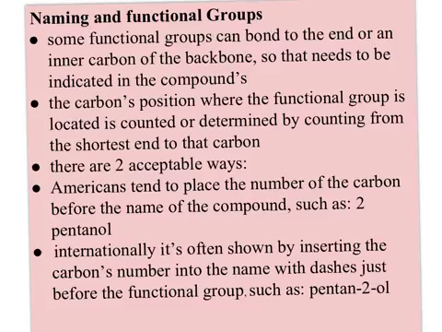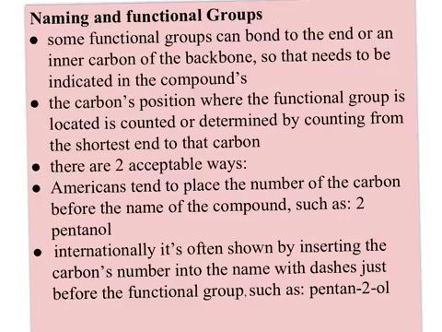And there are two acceptable ways to indicate which carbon number it's on. Americans tend to place the number of the carbon before the name of the compound, such as 2-pentanol. But internationally, it's often shown by inserting the carbon's number into the name with dashes just before the functional group, such as here we've written pentan-2-ol, but we'd still pronounce that as 2-pentanol.